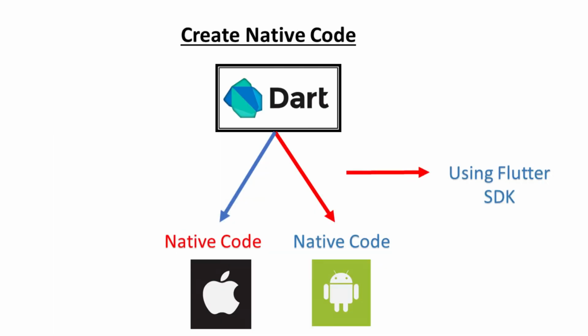So this is the main content of this video: the Dart code is converted to native code for iOS and native code for Android using the Flutter SDK. What is an SDK? SDK is the software development kit that is used to compile the Dart code into native code for iOS and for Android. The native code is highly optimized code, that is the compiled version of the code.